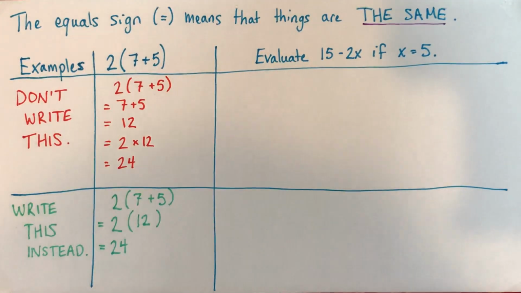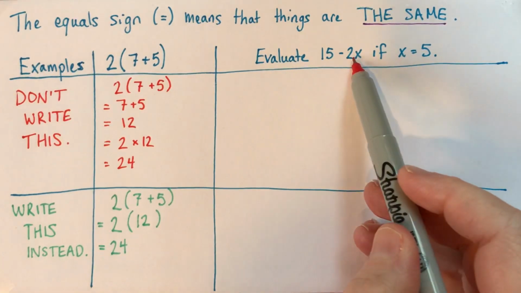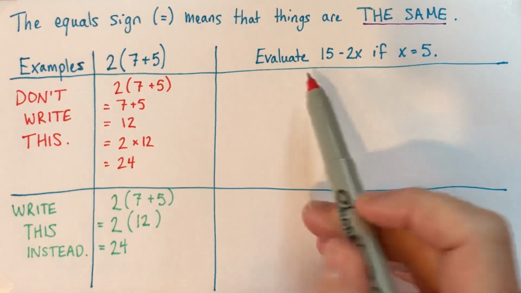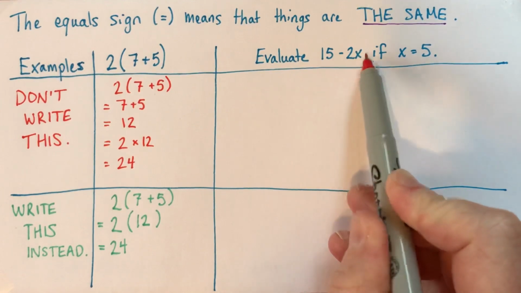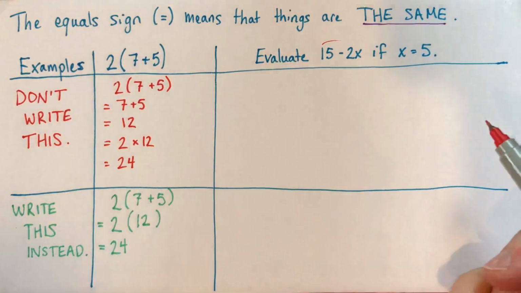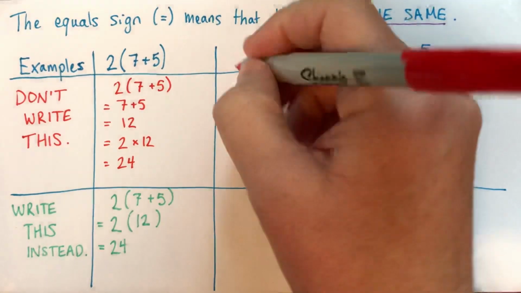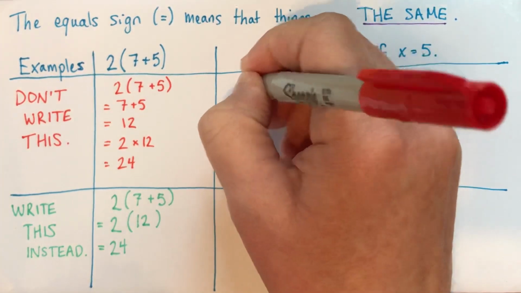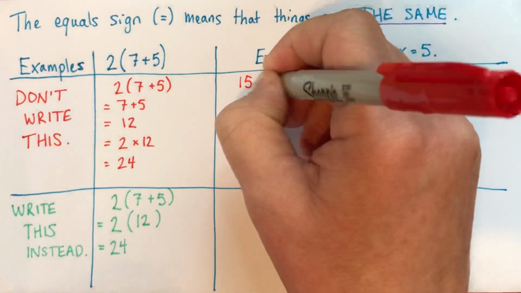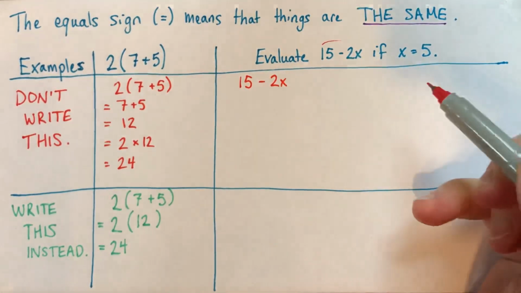All right, another time I see this is when people are evaluating expressions. So again, evaluate means you should calculate how much this would be worth if x was equal to 5. So evaluate 15 subtract 2x if x is equal to 5. And I certainly ask my students to first copy down the expression 15 subtract 2x, if x equals 5.